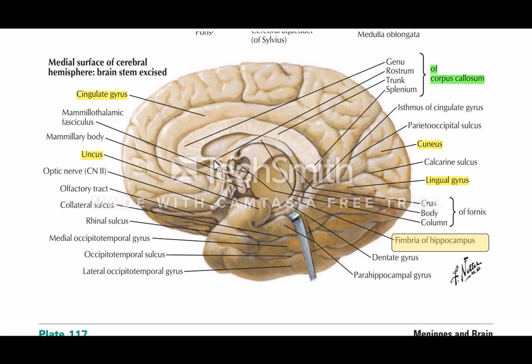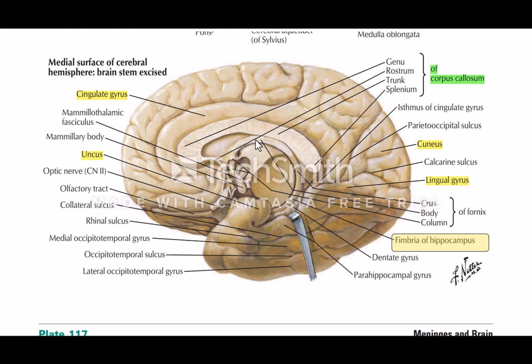When you hear rostral and caudal, rostral is like at the top, the head. Caudal is like the tail. So the splenium can be described as the caudal limit or caudal extent of the corpus callosum. So this rostrum is like the head, and then you have the genu, and you have the body or the trunk of the corpus callosum.